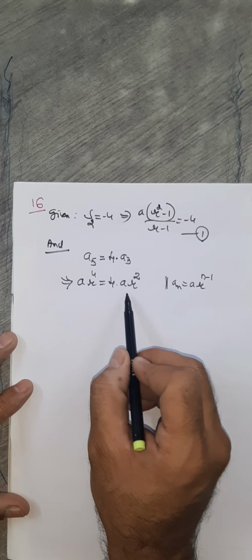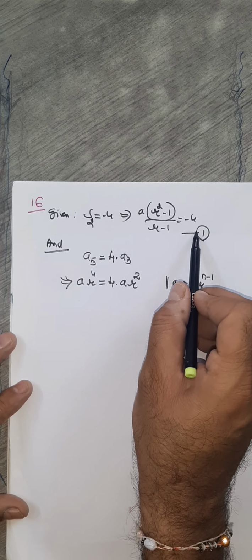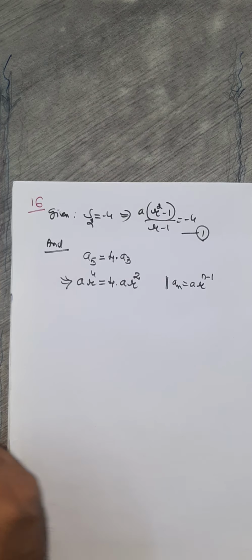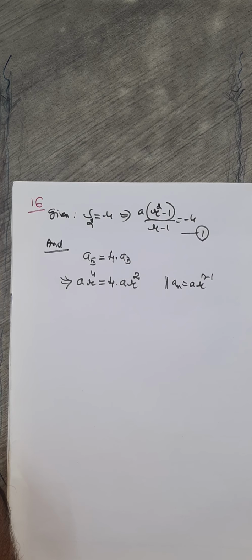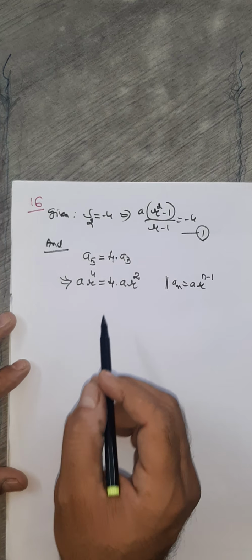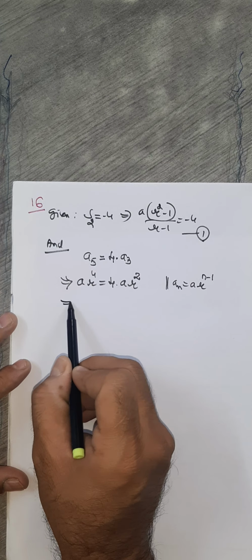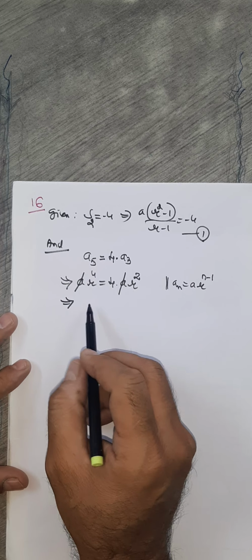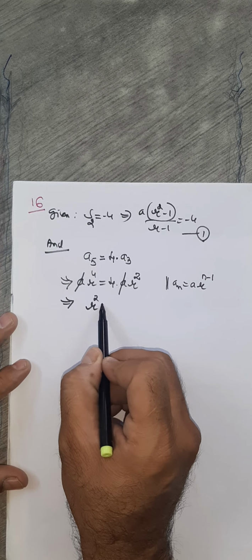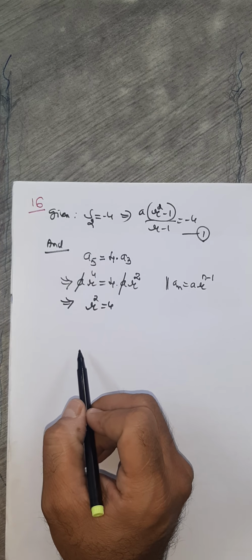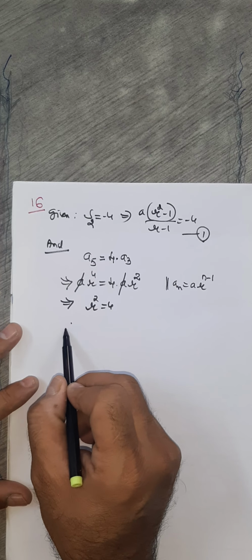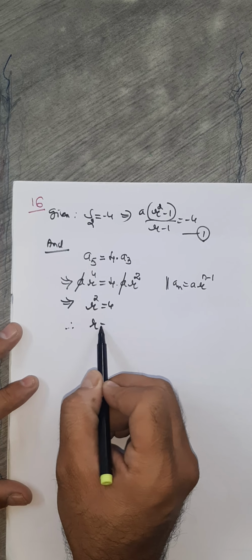Now we have these two equations, one is this, the other one is this. From these two, you just need to get a and r. That's the only important part here. So I'll simplify here. A will get cancelled, so you'll get r squared equals 4. And therefore, what is r? Therefore, r is plus or minus 2.